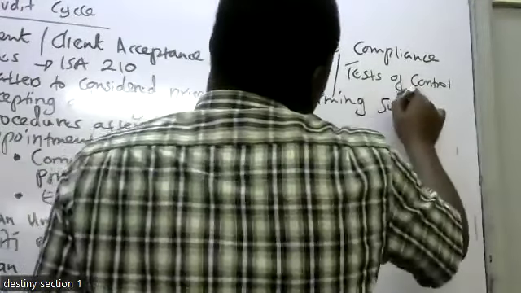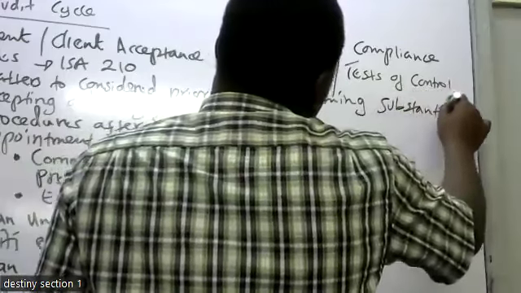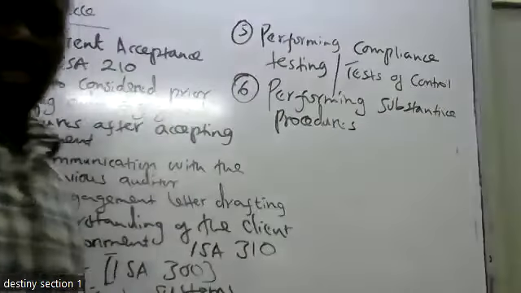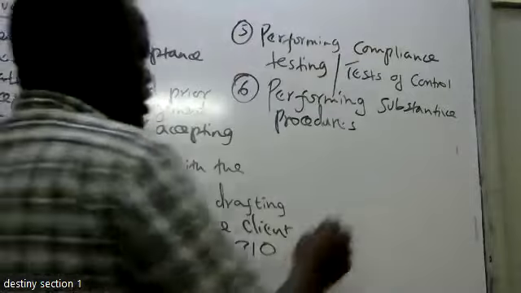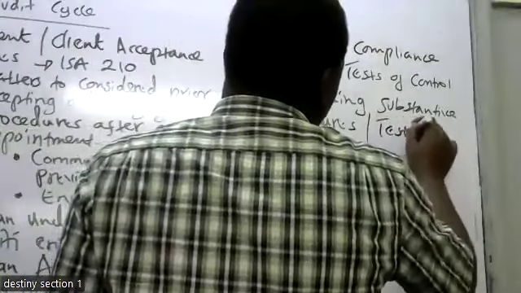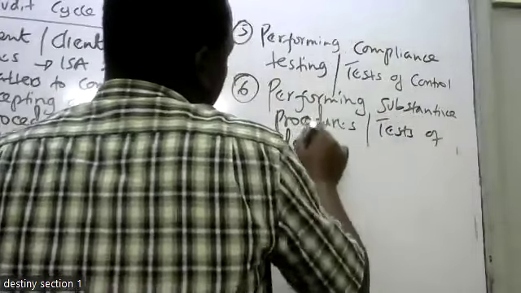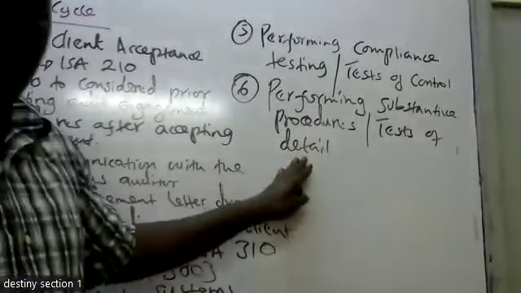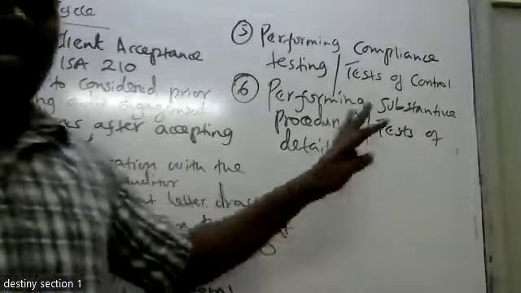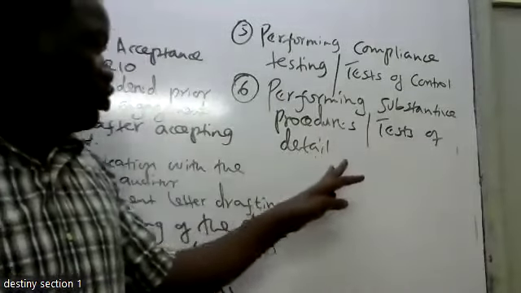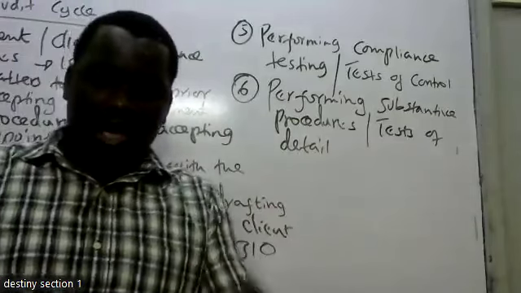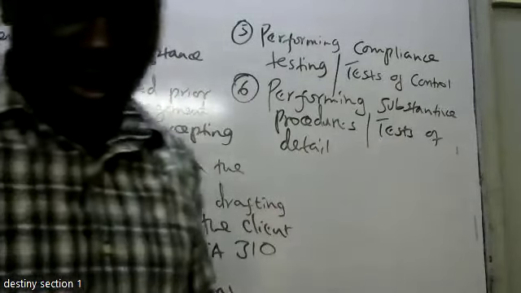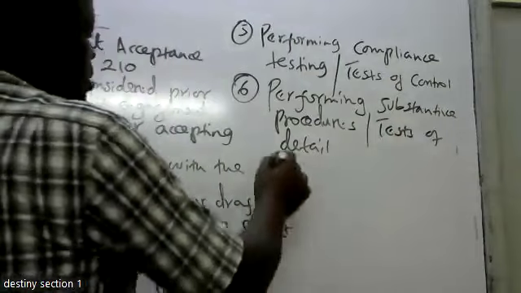Then number six is performing substantive procedures. The substantive procedures are also known as tests of detail. These tests are performed on classes of transactions and balances, just to check whether they are accurate, valid and complete in all aspects. We shall be discussing them in the course of our discussion.